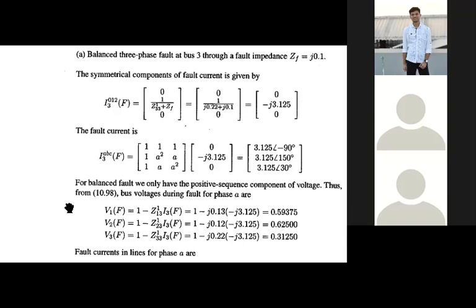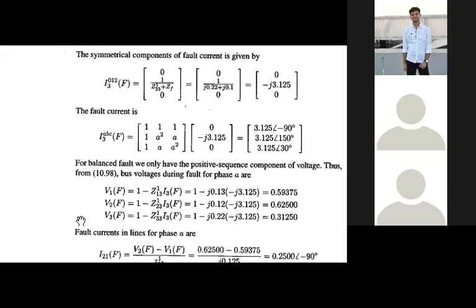So what you have to find is the line current. How can you find line current as you have the fault voltage for the different buses? Say for example, we want to find the line current I12. How can we find that? Between bus 1 and 2, what will be the line current? V1F minus V2F over Z12, the impedance of the line, right? Is it okay? So if it is okay, then we can find the line current.